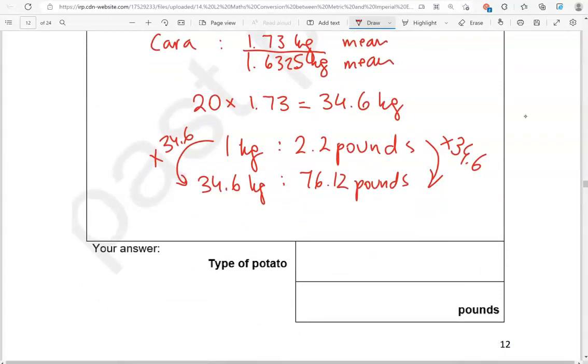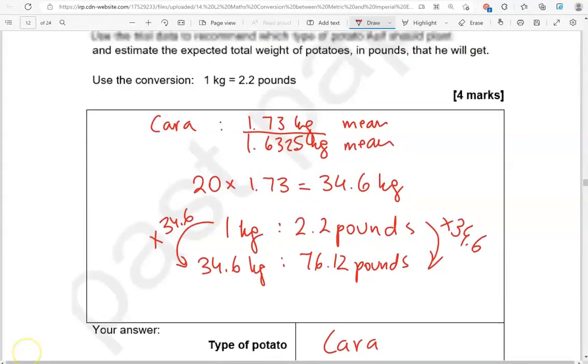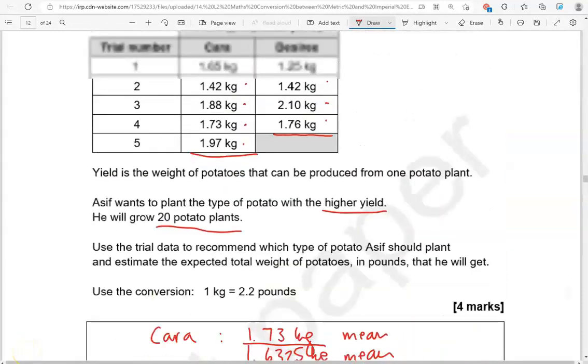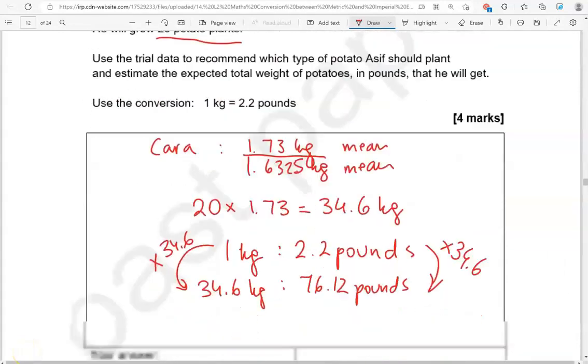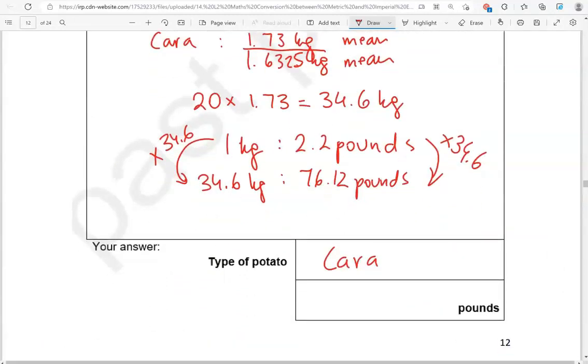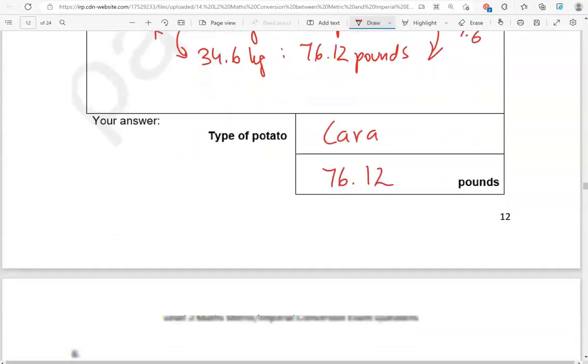Type of potato, Kara. And the weight is 76.12 pounds.